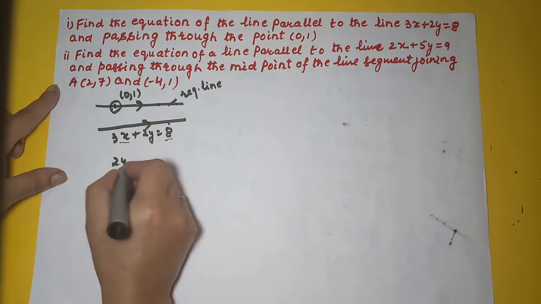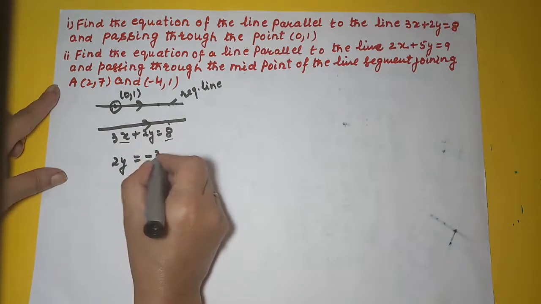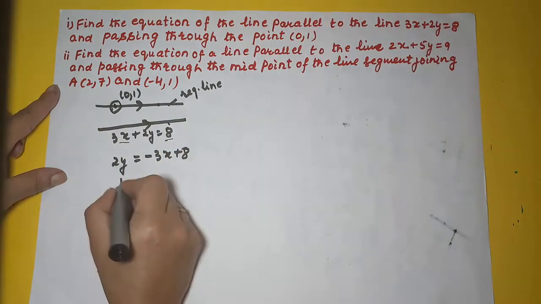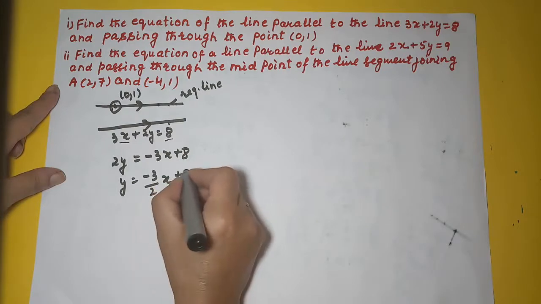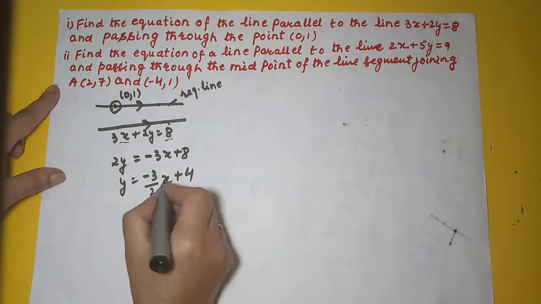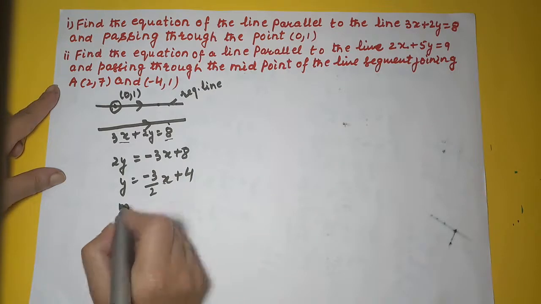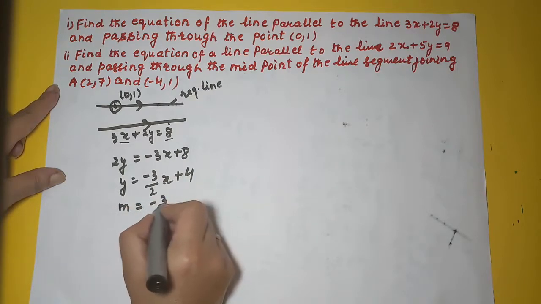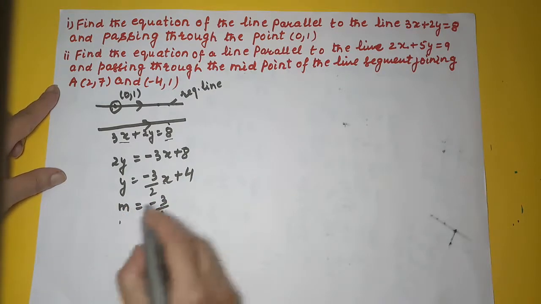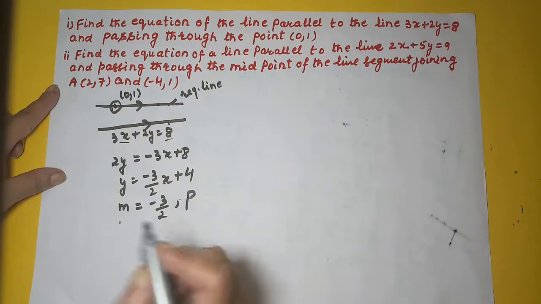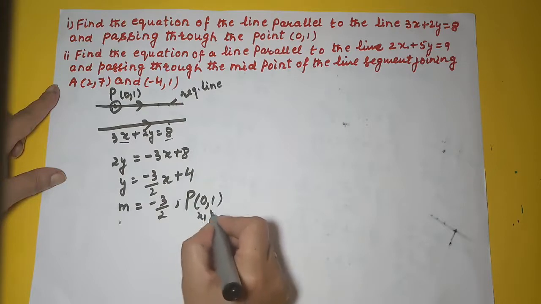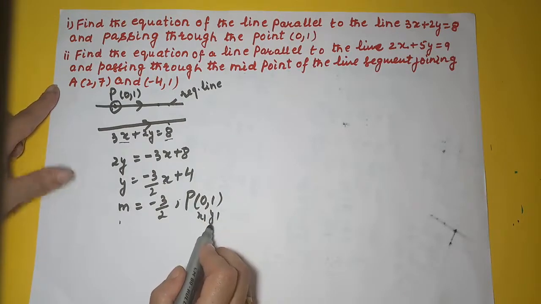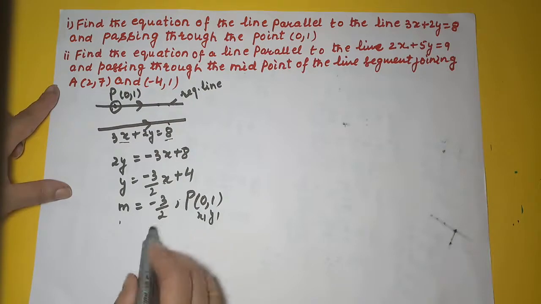I will convert this into the slope form: 2y equal to minus 3x plus 8, so y is equal to minus 3 by 2 into x plus 8 by 2, which is 4. So the coefficient of x is the slope of this line. Let me name this as m, which is minus 3 by 2. Now I have the slope, I have the point. Let me name this point as P. P is (0, 1). This is x1 and y1. I can use the point slope form to find the equation of my required line.